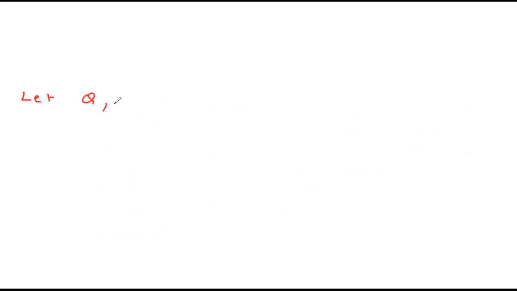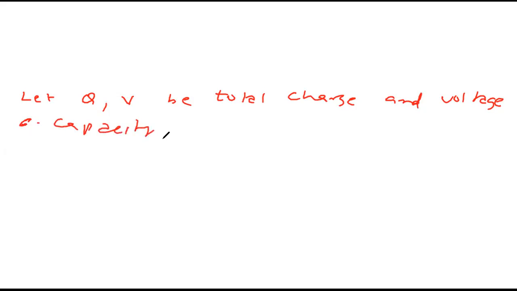Let Q, V be total charge and voltage. So therefore capacity C is Q upon V. From this I can say V is Q by C. C is constant. This Q and this V can change. This total is written as Q and V.